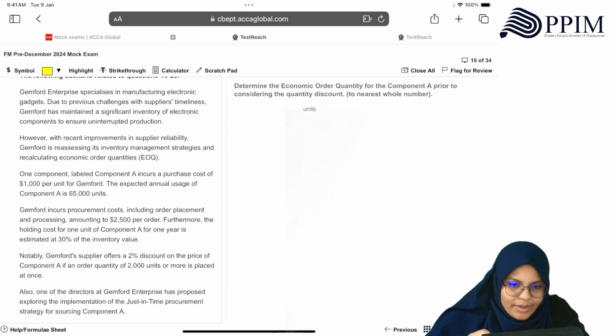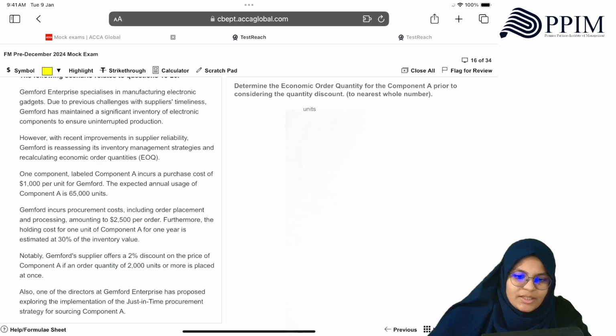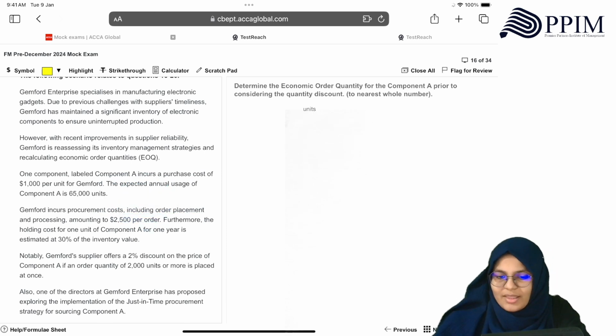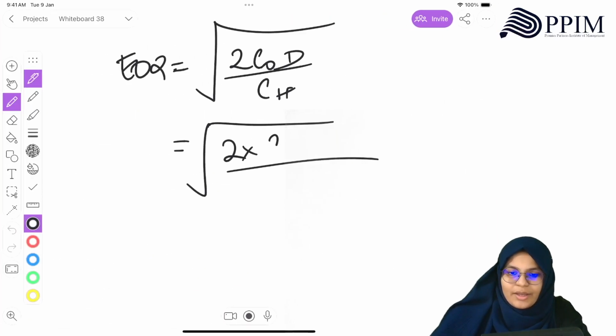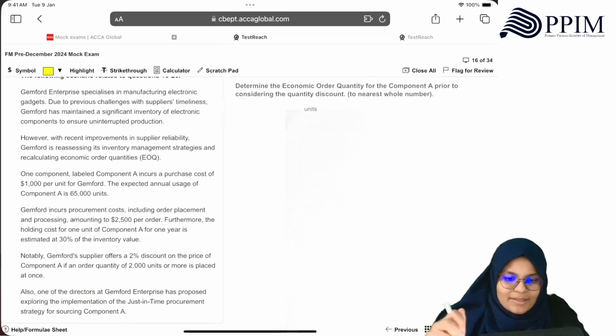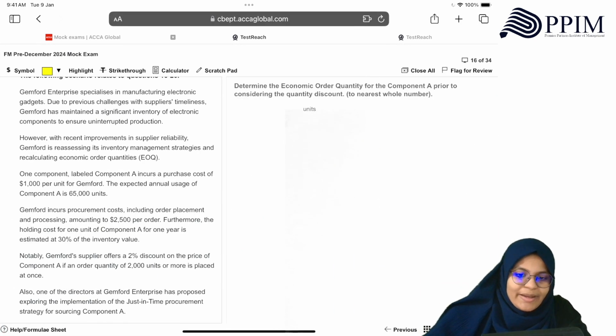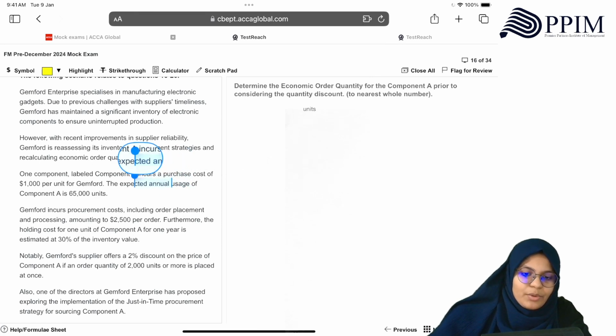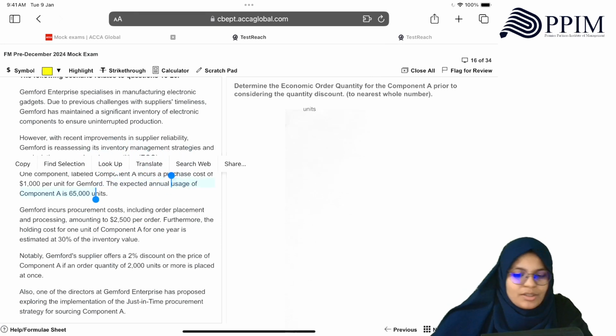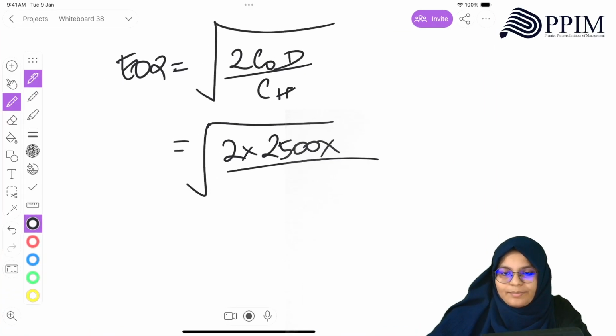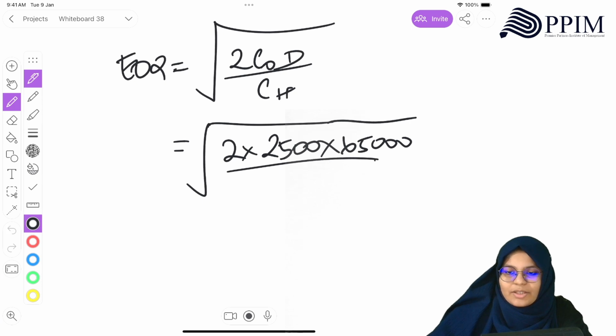Cost of ordering. So they are saying Gemford incurs procurement costs including order placement and processing amounting to 2,500 per order. That is clearly the cost of ordering. Okay, so 2,500 into annual demand, right? They are saying the expected annual usage of this component is 65,000 units. So that is the demand. It's already annual, so no need to do any multiplication.